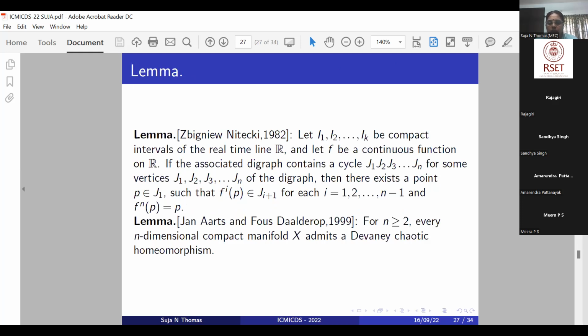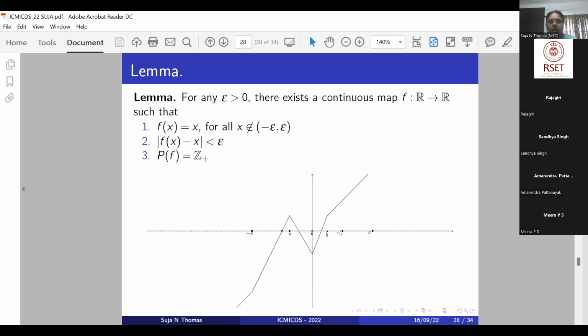So one is a lemma by Netek and the other is a lemma by Arts. The first lemma is proved, that is, for every epsilon greater than 0, there exists a continuous map f from R to R such that f of x is equal to x for all x not in (minus epsilon, epsilon), and mod f of x minus x less than epsilon, and f of x is equal to Z plus.